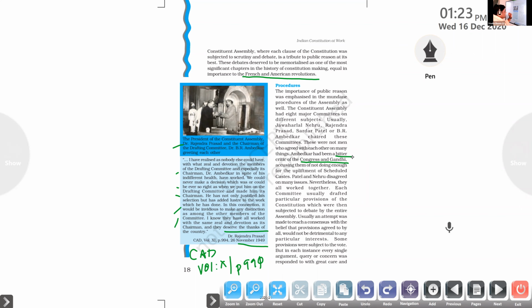So B.R. Ambedkar is basically criticizing the government, I mean, the Congress Party and Mahatma Gandhi. Why? The reason is accusing them of not doing enough for the upliftment of the scheduled caste. Clear or not? They did not do anything. I mean, the Congress Party and Gandhiji did not do anything for the upliftment of the scheduled caste, it seems.